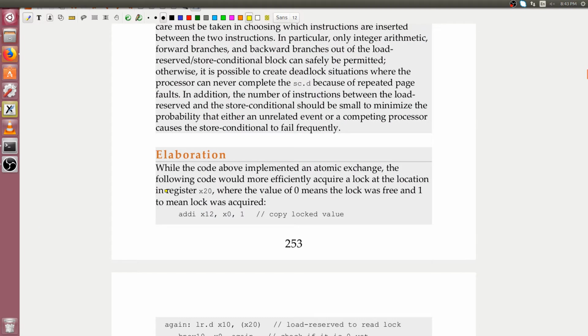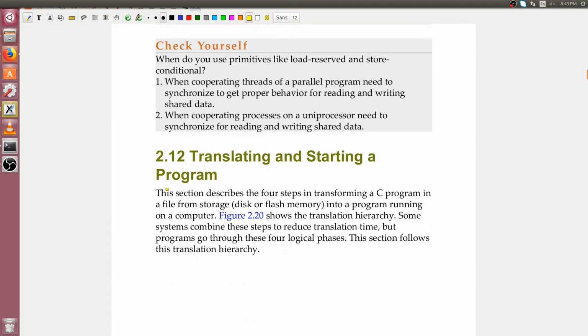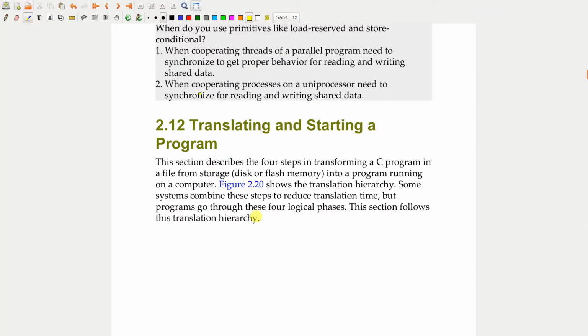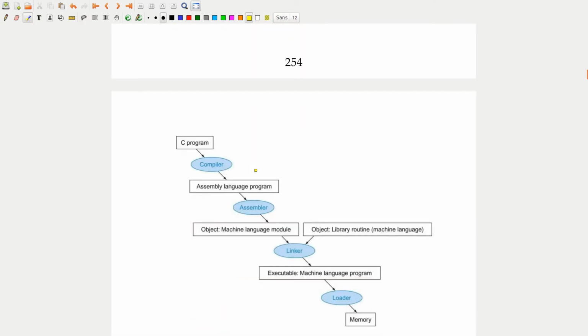Okay, so moving on. Translating and starting a program. This will be the last section that we're going to go over for this chapter, because a lot of the rest are just kind of examples. So let's look at taking a C program and turning it into assembly.